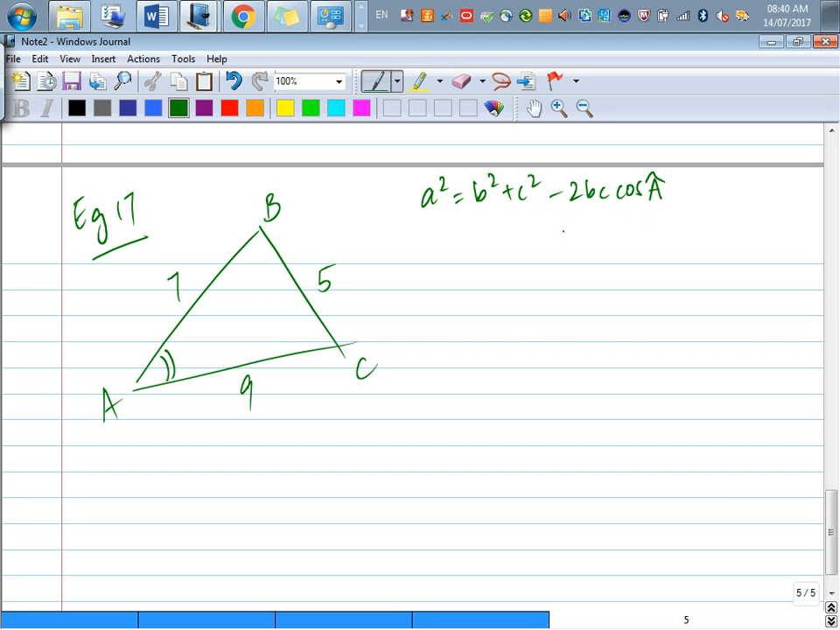I therefore have to make A the subject from this formula. So how do we do that? How do I make A the subject? So it is your algebraic manipulation which you have done in the earlier part of this year. Let's try to make 2BC cosine A the subject first. Okay? So 2BC cosine A equals to B squared plus C squared minus A squared. Correct?